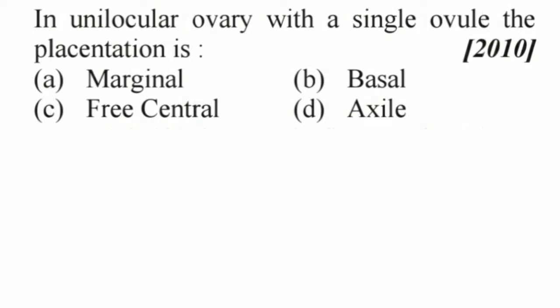Next question. In unilocular ovary with a single ovule, the placentation is. Unilocular means single ovary with a single ovule attached at the base of the placenta. So normally seen in basal placentation, where the ovary is unilocular, single. Okay, and a good example for this is sunflower and marigold. So answer is basal placentation. Option B is correct for this question.